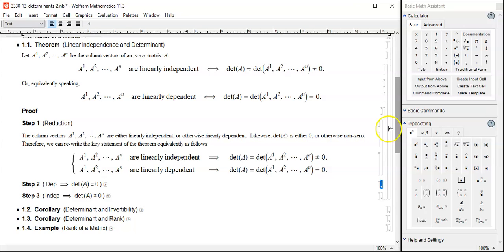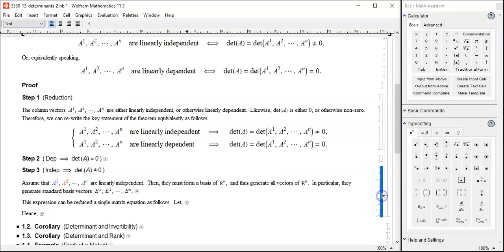This is going to be a bit harder. Let's go. A1 through An are linearly independent. Therefore, they must form a basis of Rn. We have n linearly independent vectors in an n-dimensional space. They must form a basis. Therefore, they generate all the vectors in Rn. In particular, they're going to generate the standard basis vectors E1, E2, E3 all the way over to En. By the way, all these are column vectors.